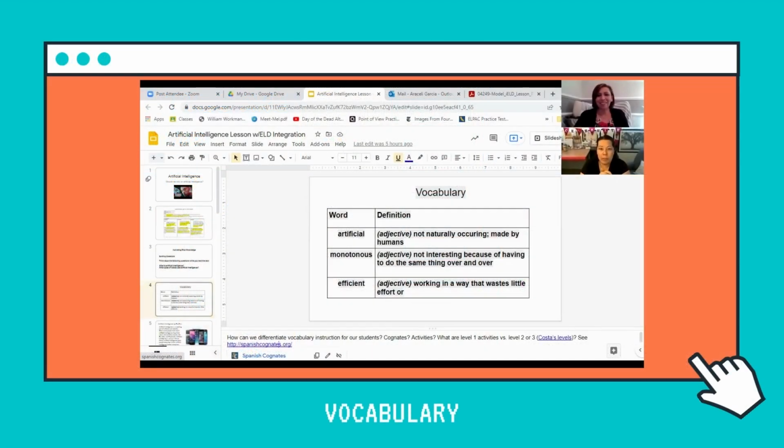So cognates, I think, are really, really important. That makes them feel also heard, and that what they bring is valuable. They already know things. Do you have something for us?